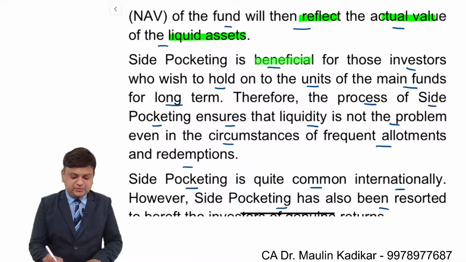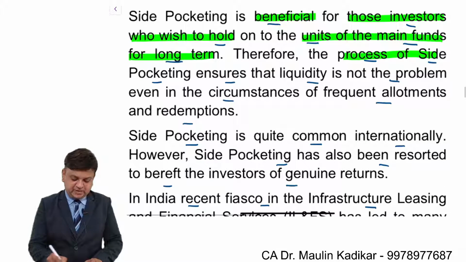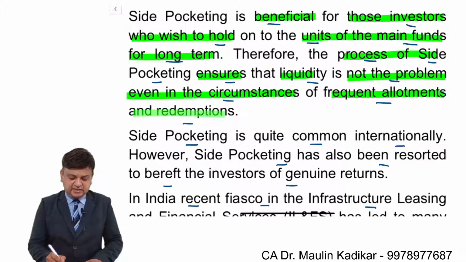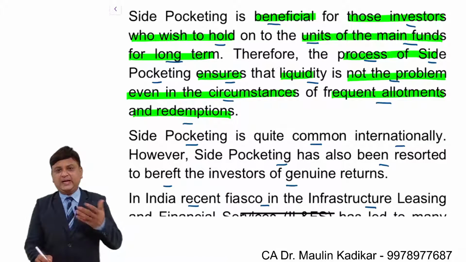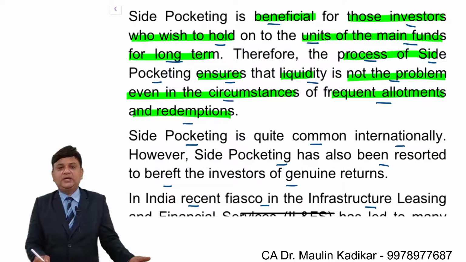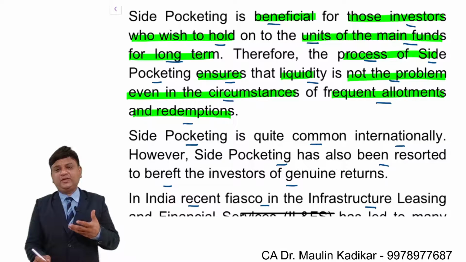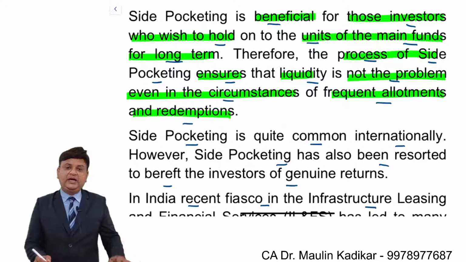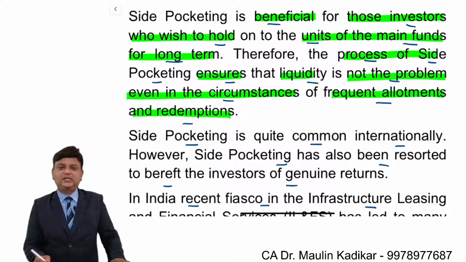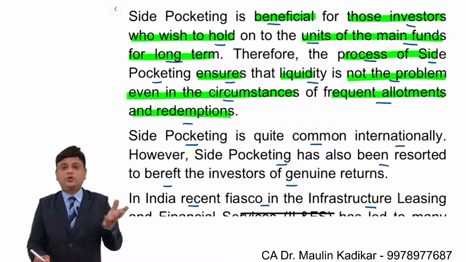Side pocketing is beneficial to those investors who wish to hold on to the units of the main fund for the long term. Therefore, the process of side pocketing ensures that liquidity is not a problem even in the circumstances of frequent allotment and redemptions. And one of the practical issues here is that when the value of the unit is falling, the number of investors going for redemption will increase, and the mutual fund may not have adequate funds to go for the redemption.